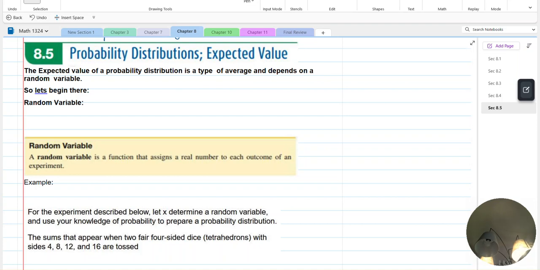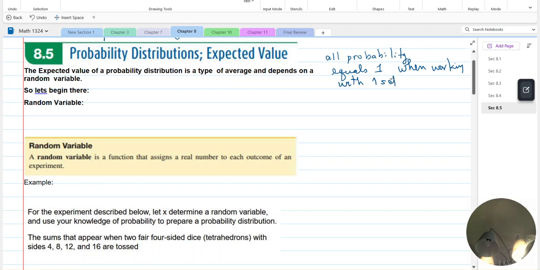So now we're talking about conditions that create individual sample spaces and their probability all equal to 1. So remember, all probability is one when working with one set of data. So let's start here with expected value and expected value of a probability distribution.